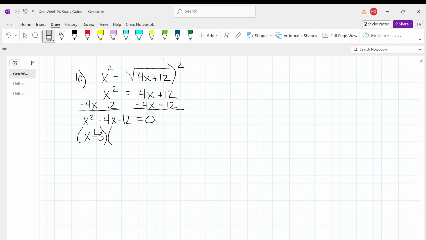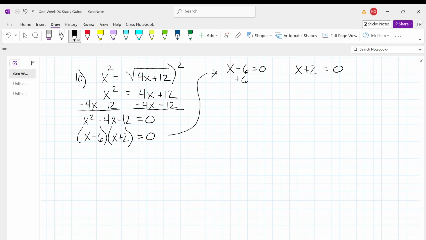That's incorrect. 6 and 2, it looks like x minus 6 and x plus 2 equals 0. Negative 6 plus 2 is negative 4. Negative 6 times 2 is negative 12. So then we set each factor equal to 0. I'm going to take x minus 6 equals 0 and x plus 2 equals 0.